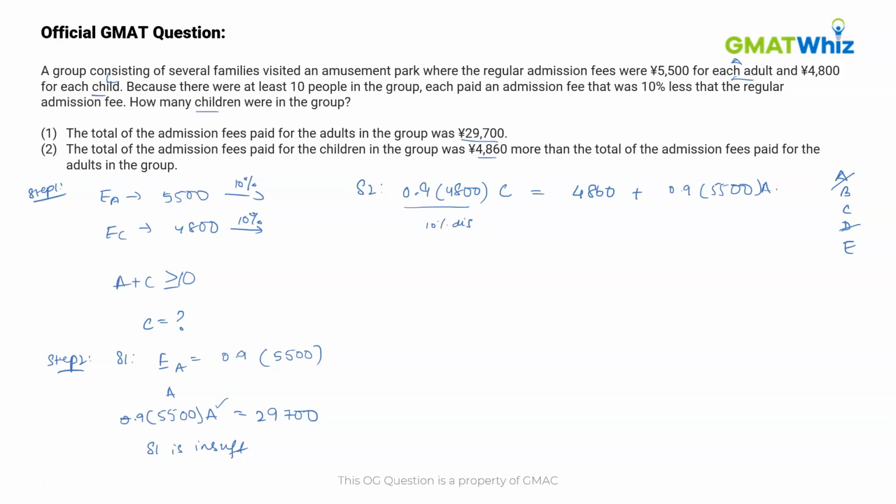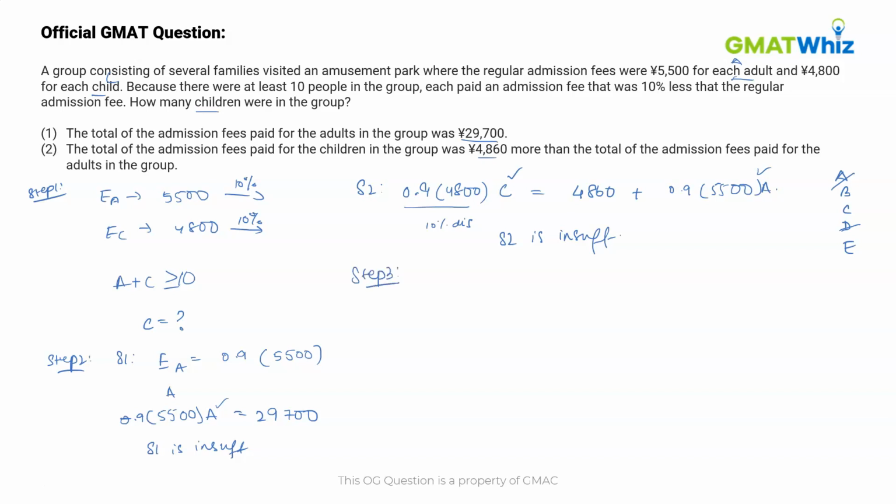Now this is a linear equation with two unknown variables, where we do not know the value of either variable. So it is not possible to solve this equation, and hence we can say that statement 2 is insufficient. We now move on to step 3.